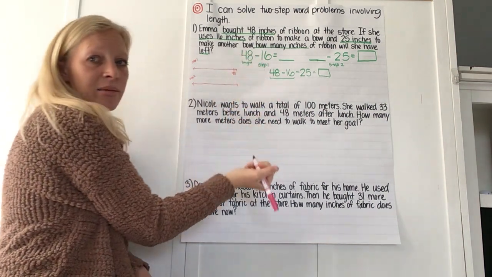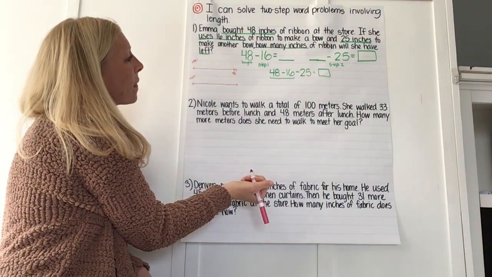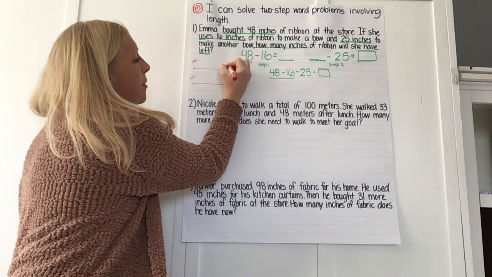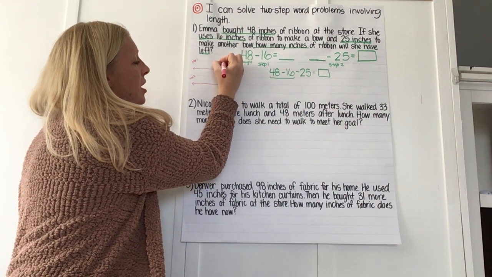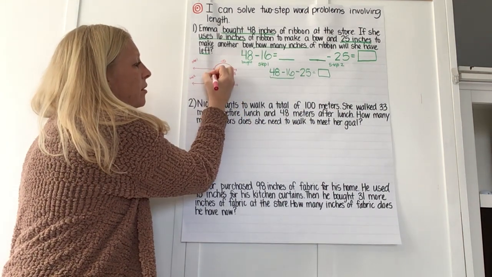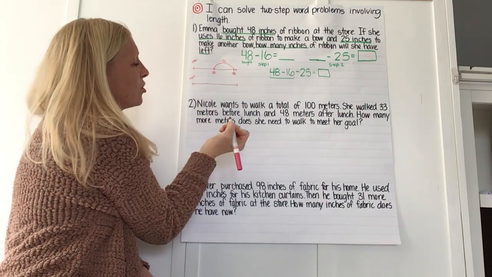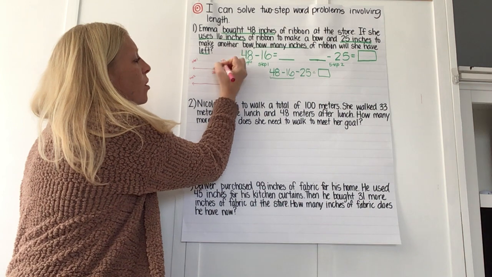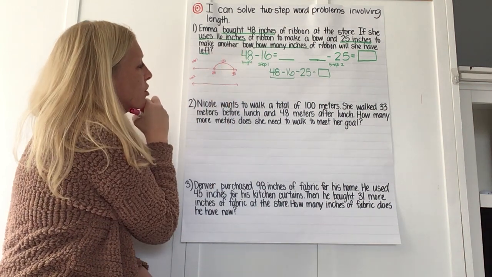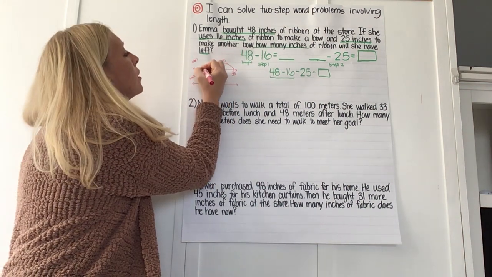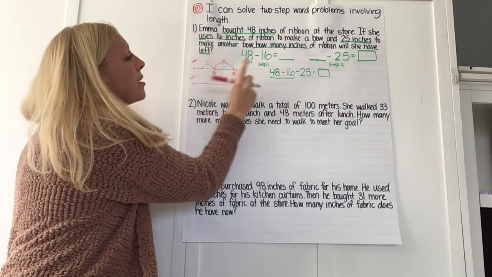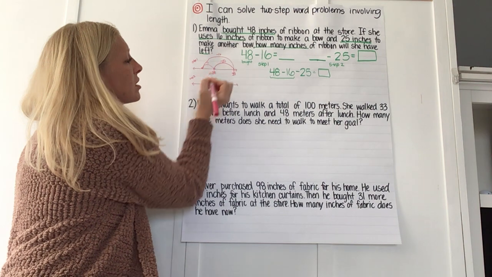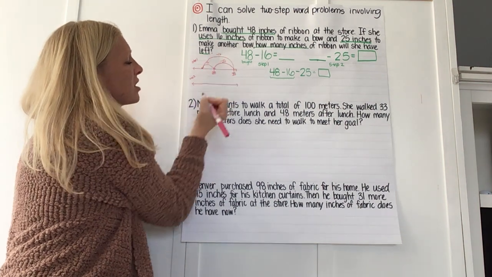Started at 48, and then what did you do? Took away 16. Okay, so how did you take away 16? Minus 10, and what did you land on then? Which place changed when you took 10 away? Your tens place. 4, take away 1 is 3. Okay, then what did you do? And why 6? Because 10 and 6 equals 16. And then what's 6 less than 38?